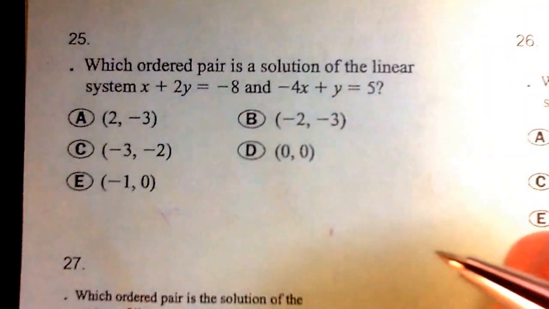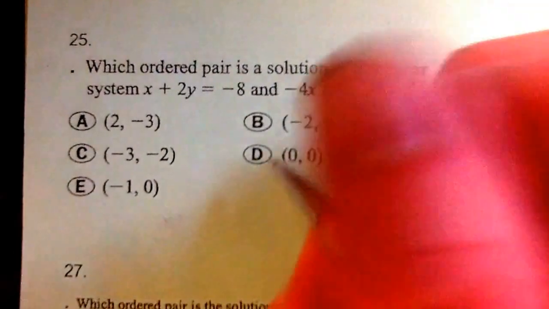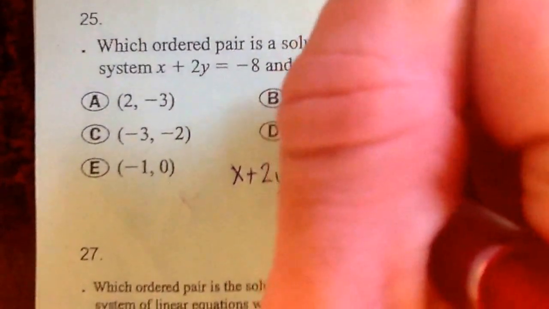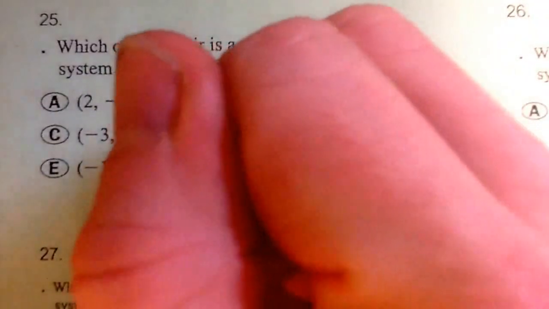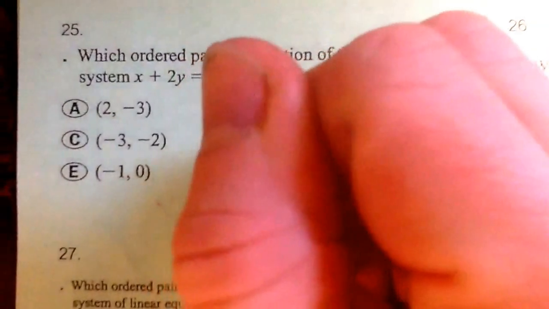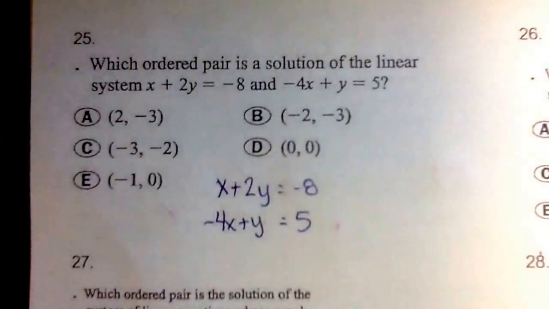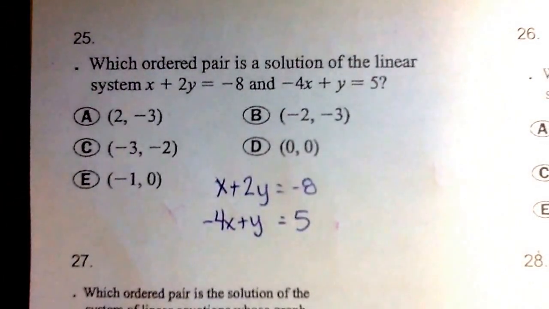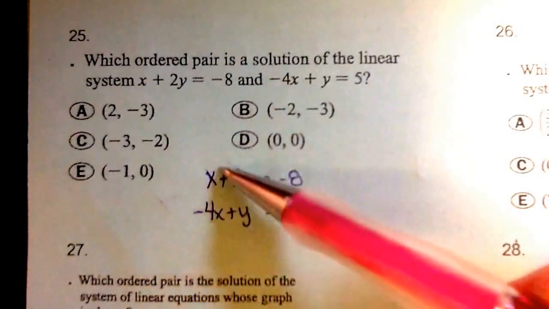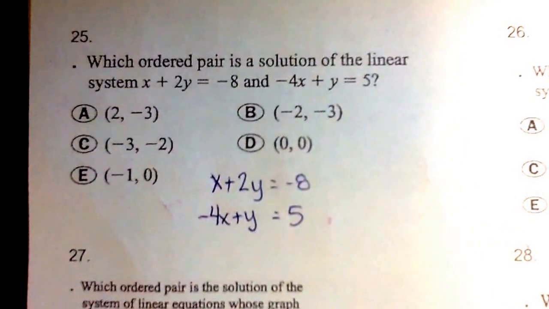The option that I'm going to use is to solve them another way, and I think I'm going to use linear combinations, or what we called elimination. So I have two equations. I have x plus 2y is equal to negative 8, and negative 4x plus y is equal to 5. Well, if I want to solve this by elimination, I want to set this up so if I added in columns, one of my variables would get eliminated.